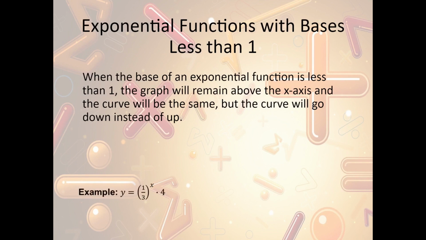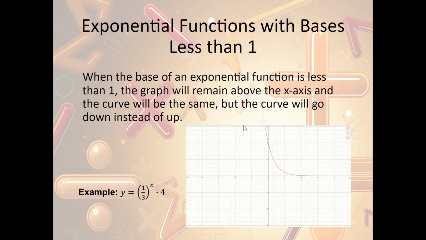For example, we have y equals 1/3 to the x power times 4. So notice this is smaller than 1, and a normal curve goes up. But if we have a base number less than 1, it's going to go downward as we go from left to right. So it looks exactly the same as 3 to the x, except it's just mirrored over to the other side and going this direction.